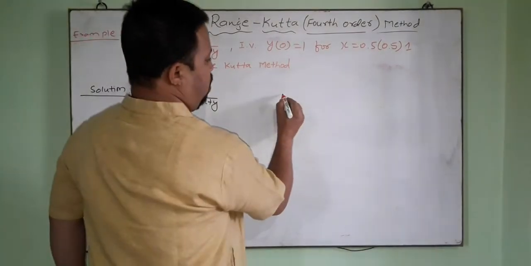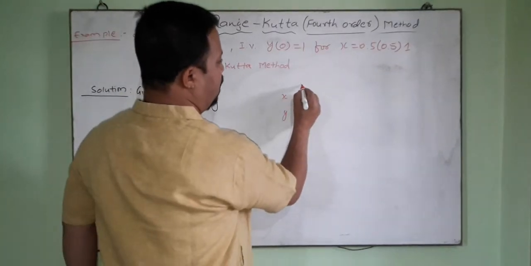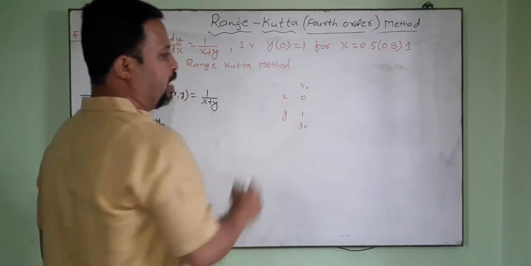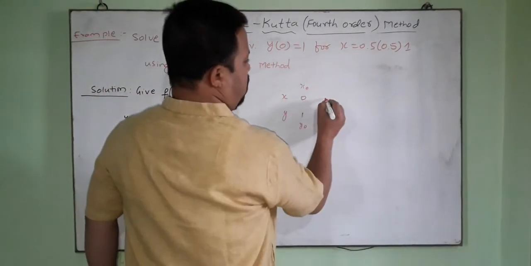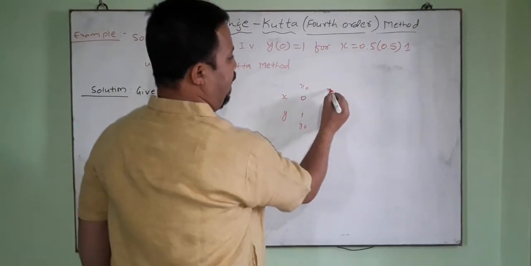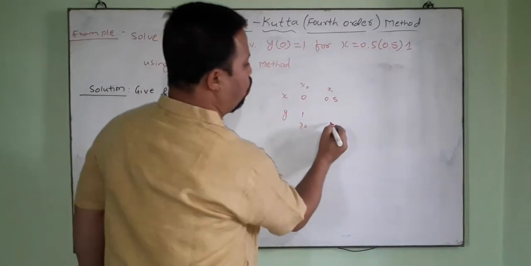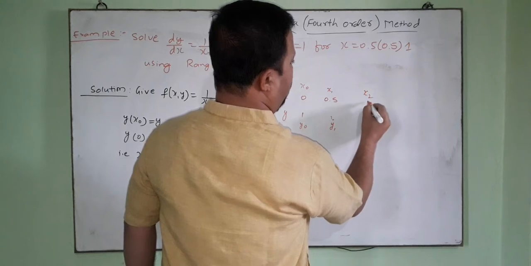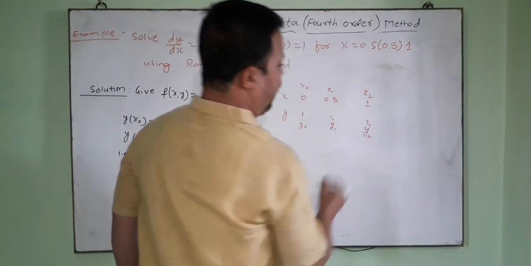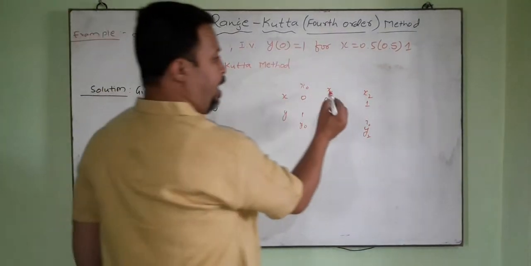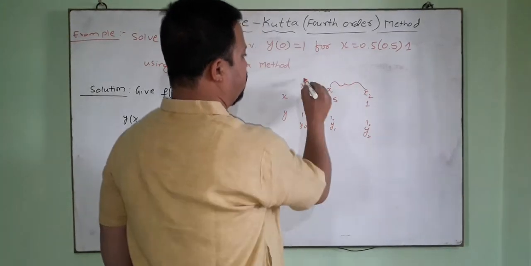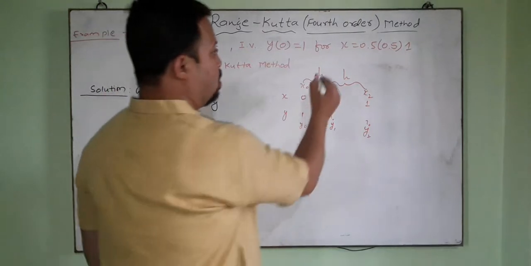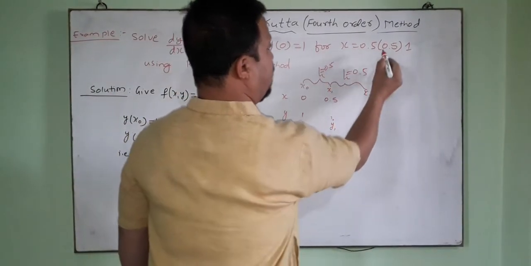That means the x values and y values. So the initial condition, that is x naught and y naught, x naught is given as 0 and y naught is given as 1. Now at x1, 0.5, we have to find y1, and similarly at x2, 1, we have to find the value of y2. The interval difference, from here to here, is h, as I told you. It is nothing but 0.5. It is given here.